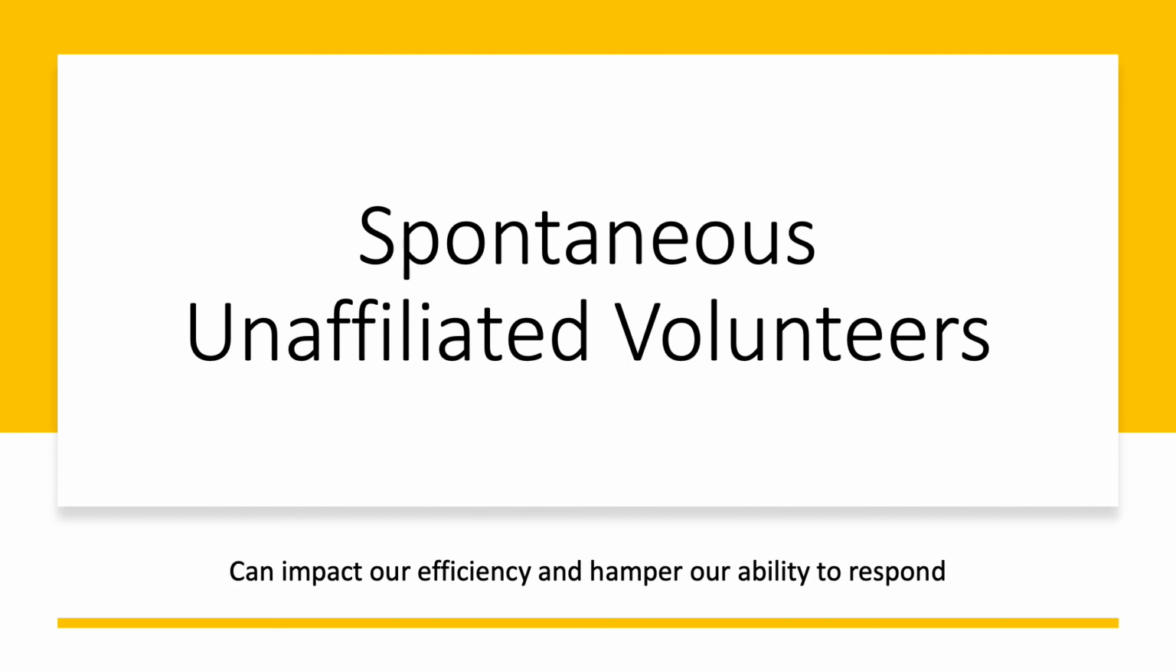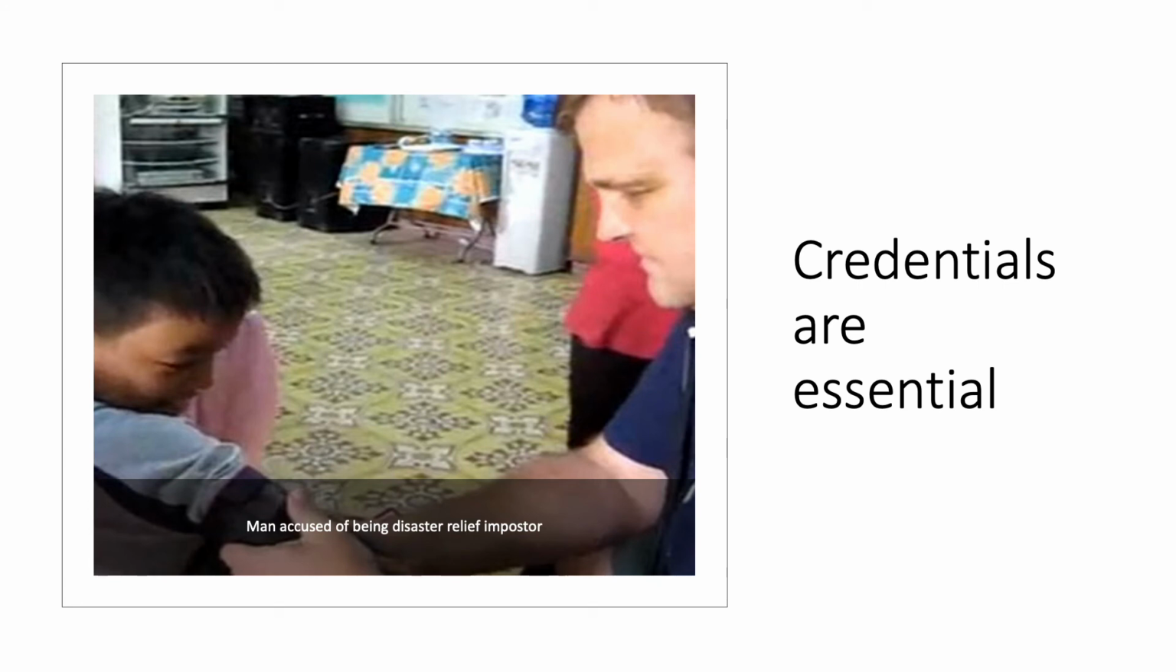The other warning I will give you is about spontaneous, unaffiliated volunteers, and they can impact your efficiency and hamper your ability to respond. I do not like unaffiliated volunteers. I do not think it's helpful. This is a picture of a man accused of being a disaster relief imposter. So credentials are essential. In almost every disaster I was involved in, there was somebody that claimed to be a nurse who wasn't. And these people show up, and you really have to be careful because it does put children at a special risk if there are uncredentialed and unverified people in the area.